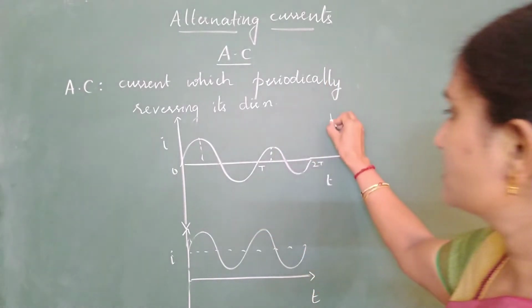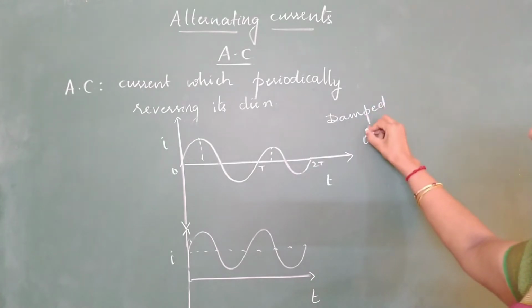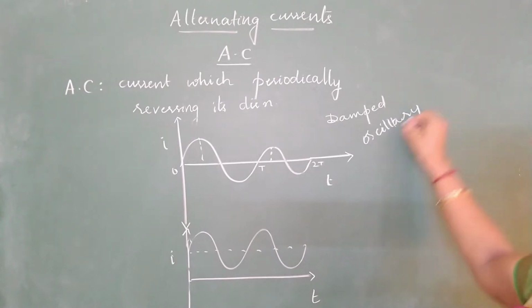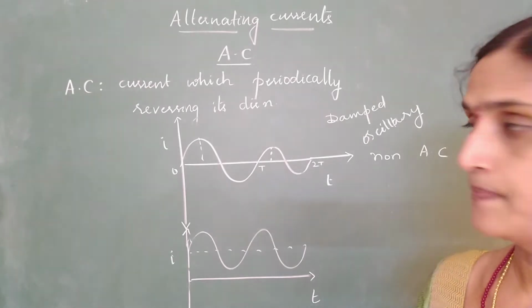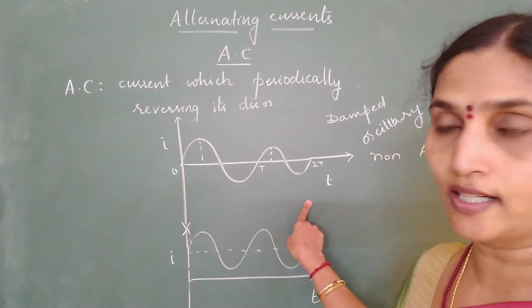And we call this a damped oscillatory function, but not alternating current. So if amplitude is going to change with time, you cannot call it alternating current.